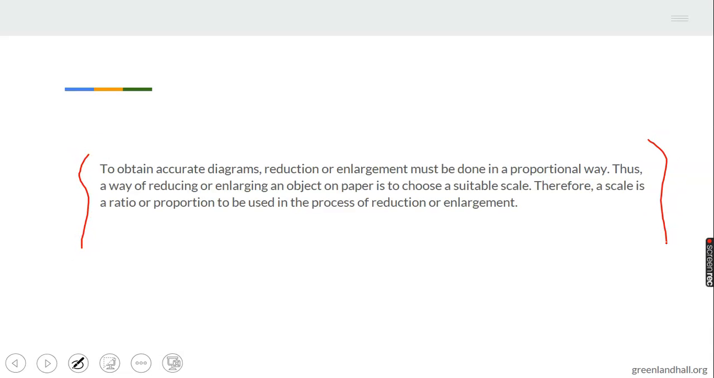To obtain accurate diagrams, reduction or enlargement must be done in a proportional way. What is the meaning of proportional way? In a ratio way, in a way that it will not be ambiguous. Thus, a way of reducing or enlarging an object on paper is to choose a suitable scale. Like on your graph when you say let 1 centimeter represent what? 1 unit. This is an example of a scale.